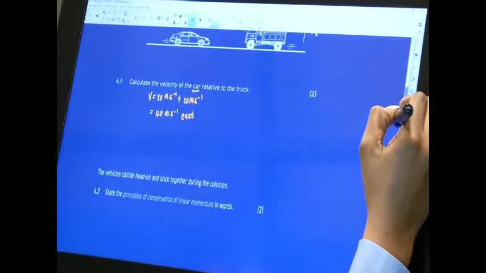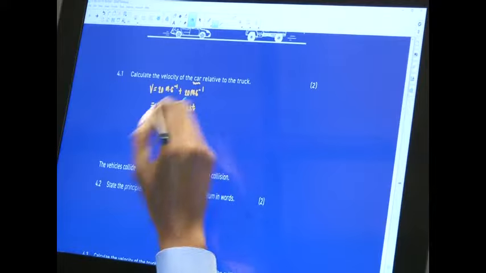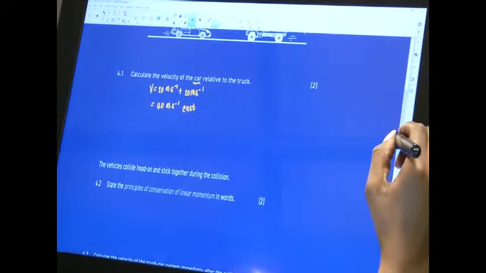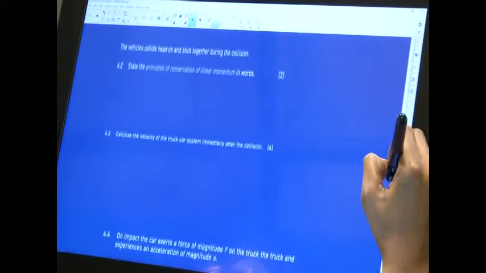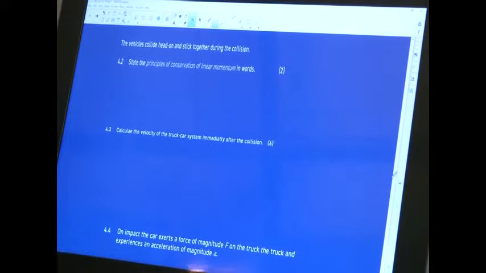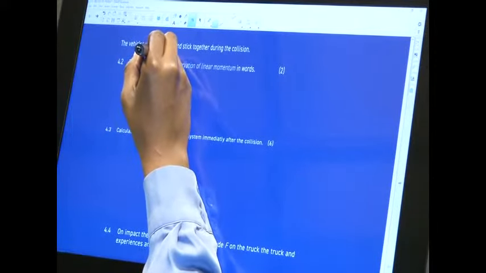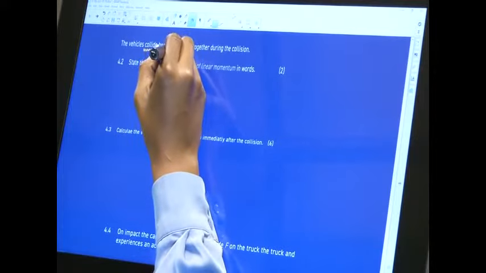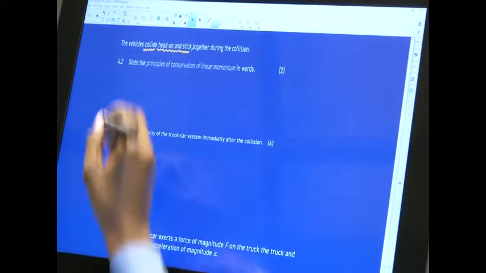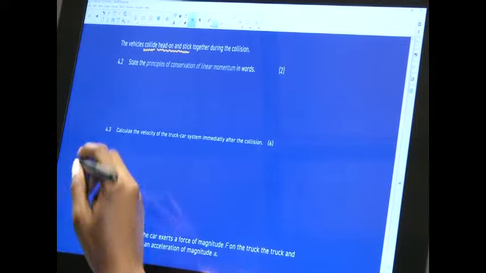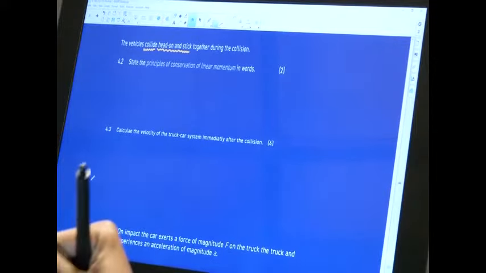So in this car, the velocity of the car relative to the truck is 40 meters per second. Don't forget your east, because car velocity is a vector quantity. It continues to say the vehicles collide. So they are in a car accident, in a head-on, and stick together during the collision. So the minute they say head-on, we know that it was from opposite direction.